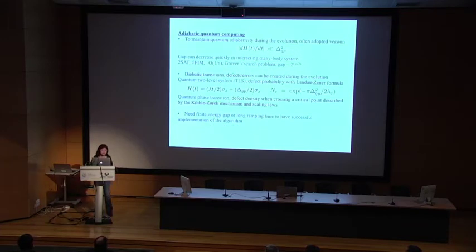So to implement such a scheme successfully, the system needs to stay adiabatic. A commonly used form of the adiabatic criterion is described by this equation. In this case, the adiabaticity is restricted by the energy gap in the system. However, we know that in interacting many-body systems, the energy gap can decrease very quickly. For example, in Grover's search problem, the gap actually decreases exponentially with the number of qubits.